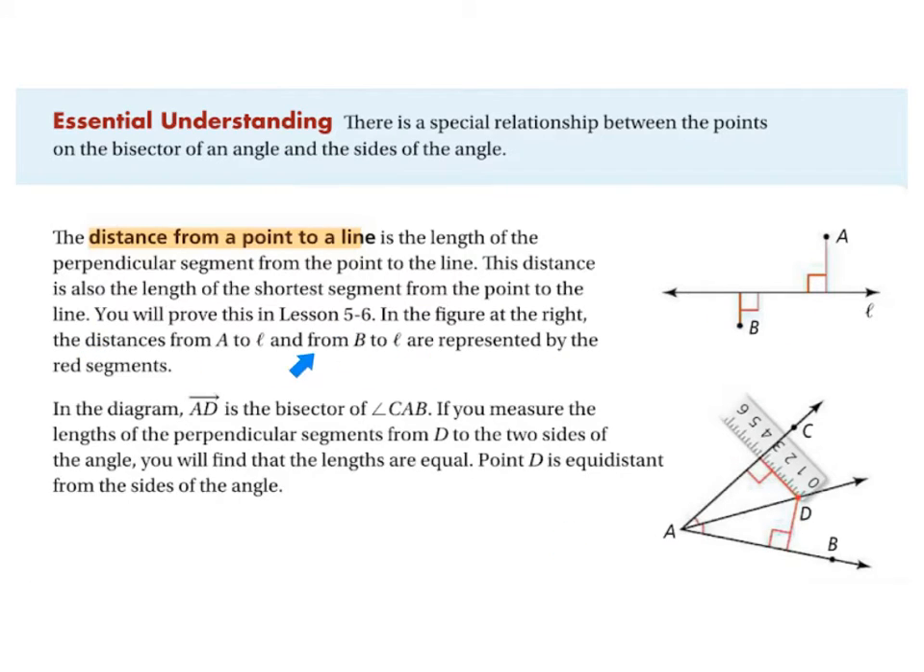Now, if you have an angle like CAB and you bisect that angle, you have these equal smaller angles here. Then if you take any point along the bisector and you measure that shortest distance, the perpendicular distance to each side, you're going to get the same length. You can see here this says 3 units on that little ruler, and that would also be 3 units. So in the diagram, ray AD is the bisector of angle CAB, and if you measure the lengths of the perpendicular segments from D to the 2 sides, you will find that the lengths are equal. Point D is equidistant from the sides of the angle.